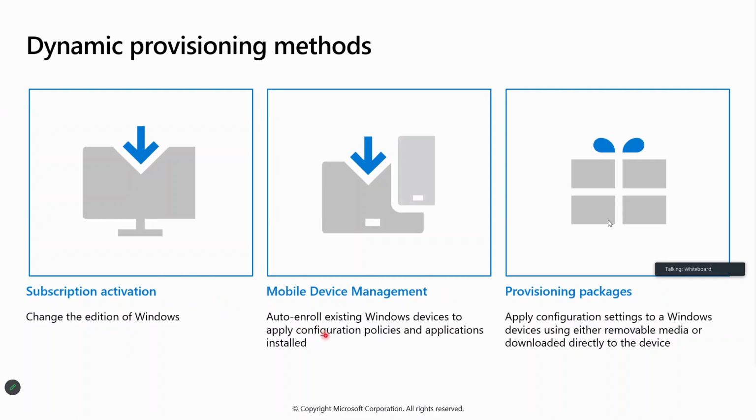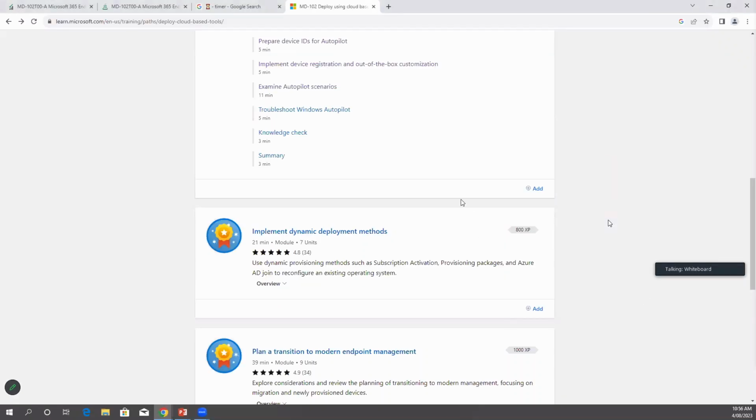Now, device management, auto-enrolling existing Windows devices to something like Intune. We've seen how we can do that. And then, of course, the other option is our provisioning packages. So with regards to a provisioning package, let's just get to that section there in our book. What I might do is let's just go and have a look over here. So, dynamic deployments.